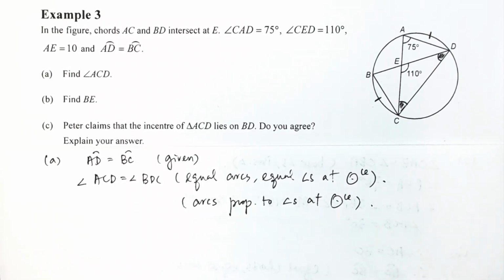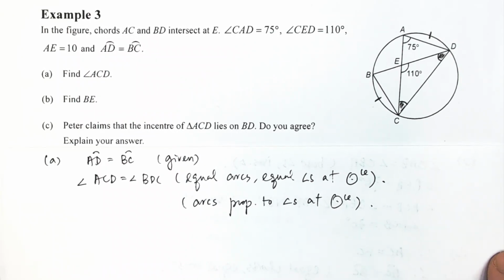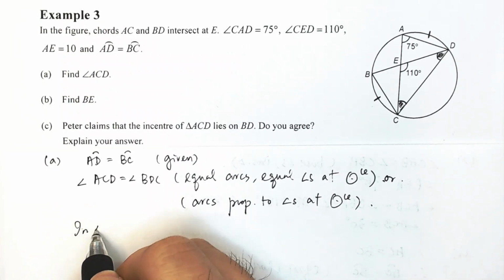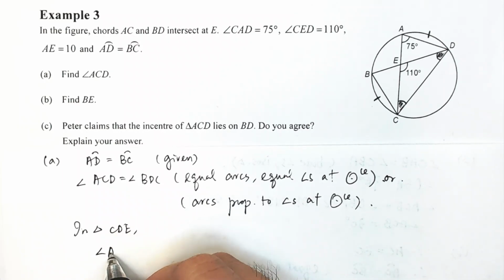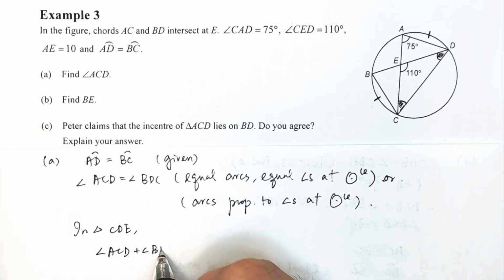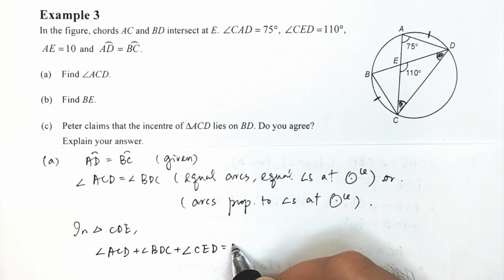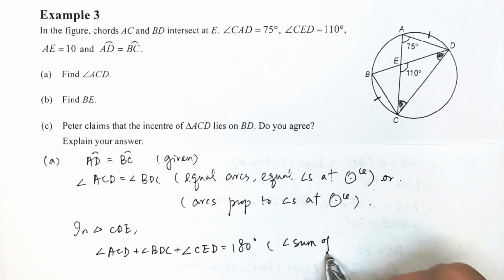Okay, the ratio is 1:1, so you can use the proportional relation reference, or you can use the equal arcs, equal angles as circumference reference. Now, in triangle CDE, we have angle ACD plus angle BDC plus angle CED is 180 degrees. Okay, angle sum of triangle.